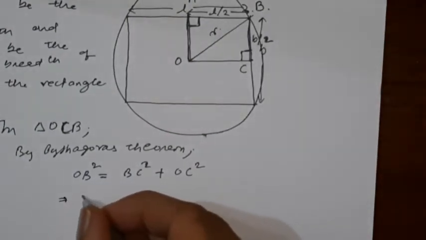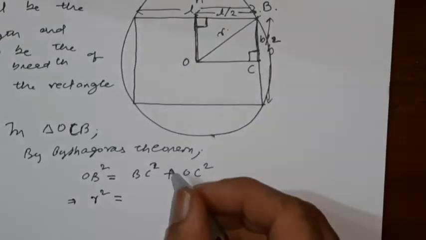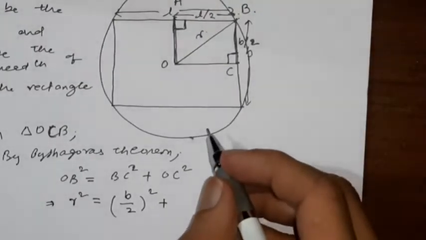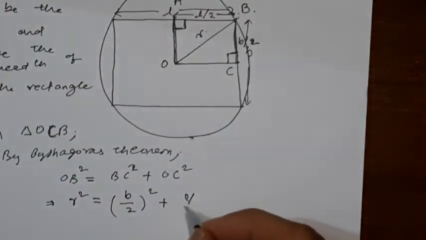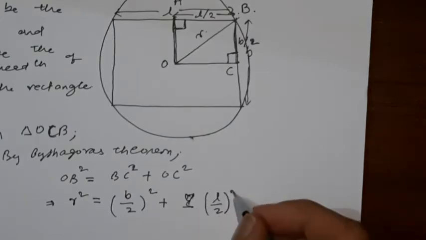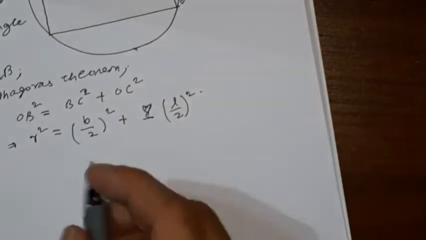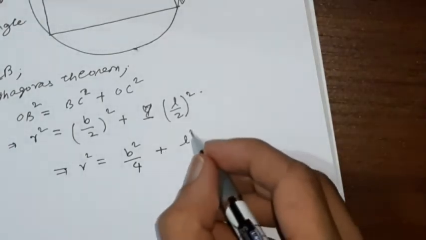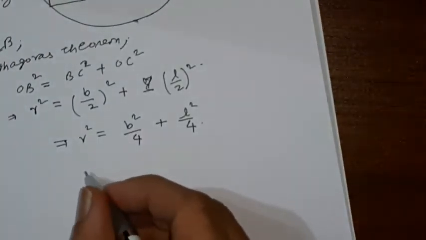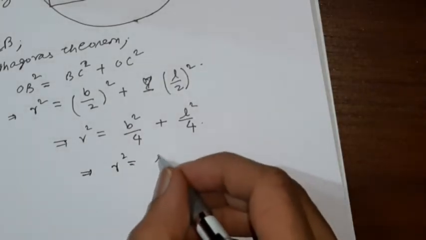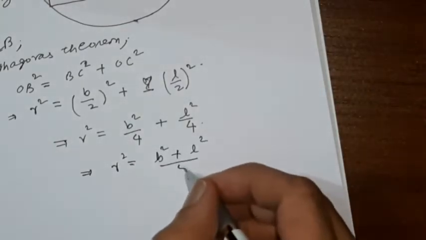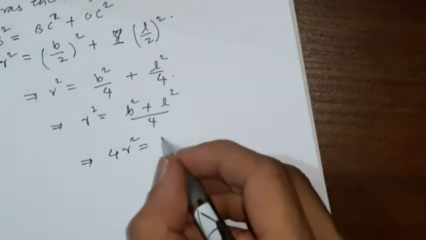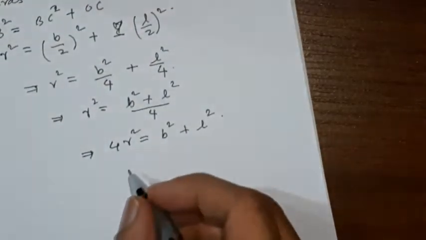Now OB square is nothing but R square, and BC square is B by 2 the whole square, plus OC square is L by 2 the whole square. So this implies R square is equal to B square divided by 4 plus L square divided by 4. So R square is equal to (B square plus L square) divided by 4. That means 4 times R square is equal to B square plus L square.